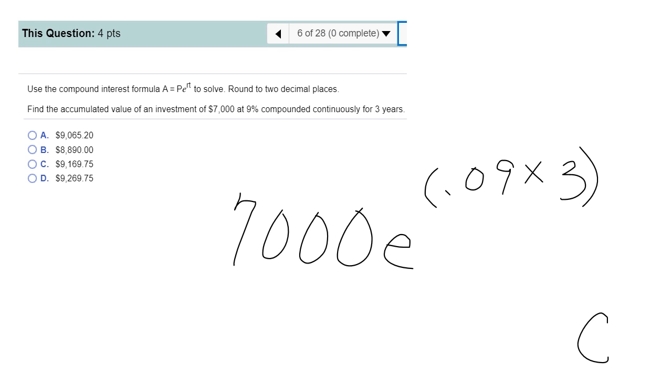For question 6, we have a compound interest, but this is called continuous compound interest. It uses Euler's number, E. You would first type in the principal, which is the original investment of $7,000. Then, of course, Euler's number is programmed into your calculator as the E key. Your percentage rate should be written as 0.09, and this is 3 years. So I would enter the values as shown, and the correct answer is C.